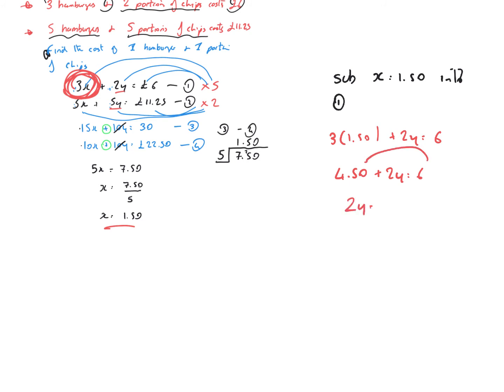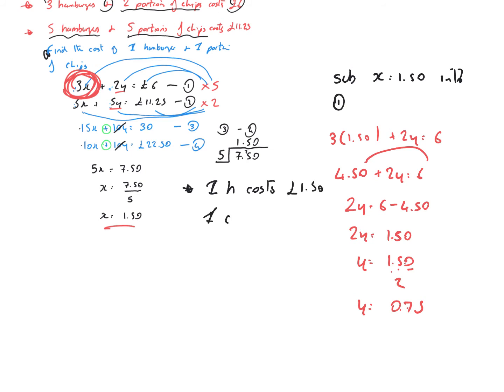2y equals 6 minus £4.50. 2y equals £1.50, and I can do that one in my head. £1.50 divided by 2, and that will give me 75 pence, 0.75. So I'm now going to go ahead and answer the question. One hamburger costs £1.50 and one chips costs 75 pence.